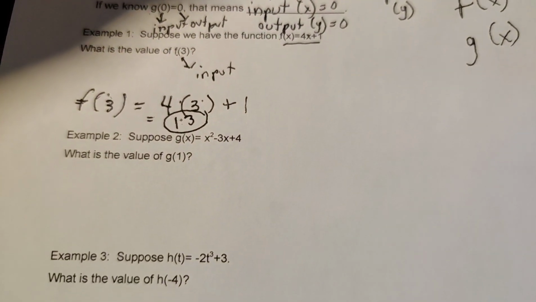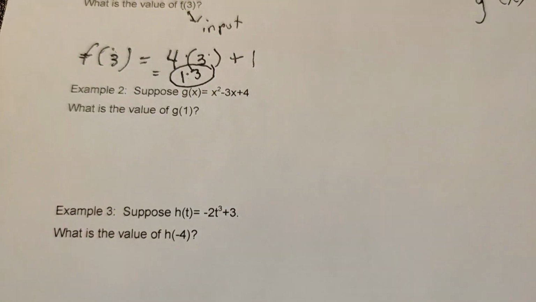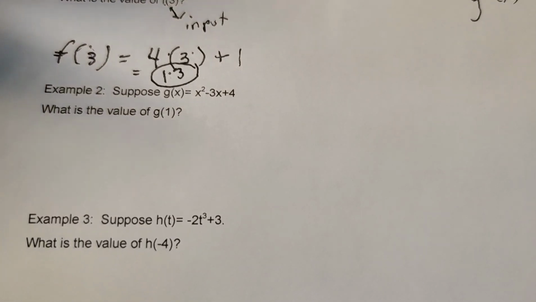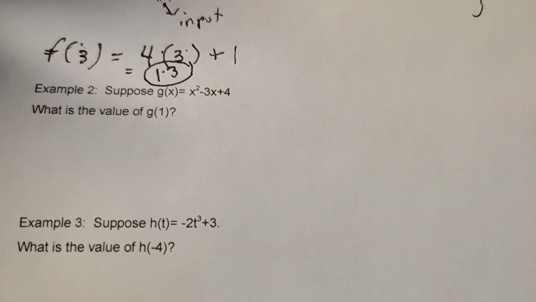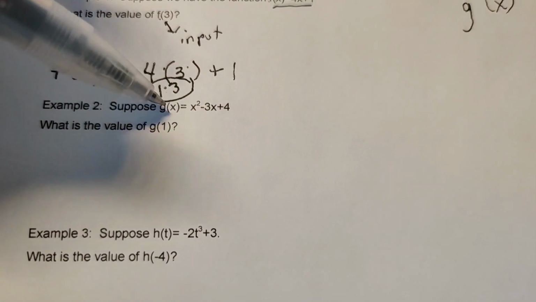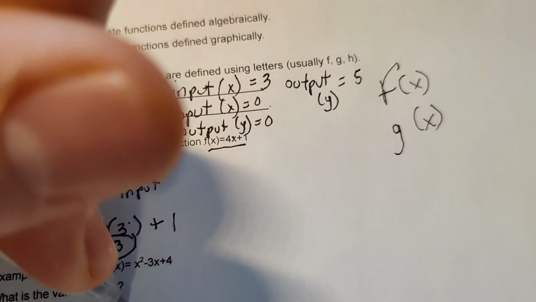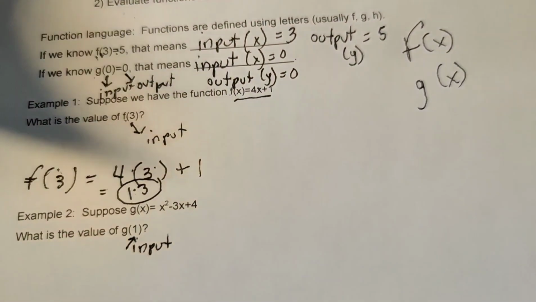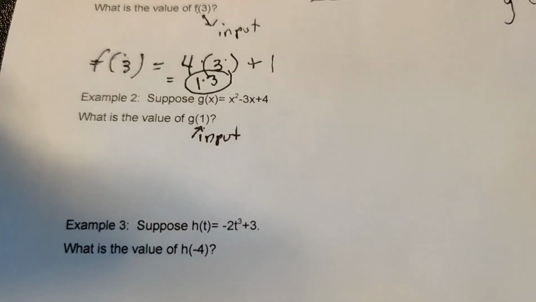Let's try another one. Example 2, suppose that g of x equals x squared minus 3x plus 4. What is the value of g of 1? Well, is that 1 an input or output? You should know that it's an input because it's inside the parentheses. Let's write that down. So we're going to find the output.